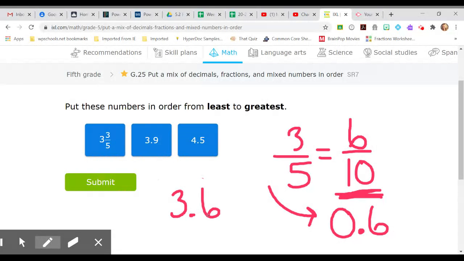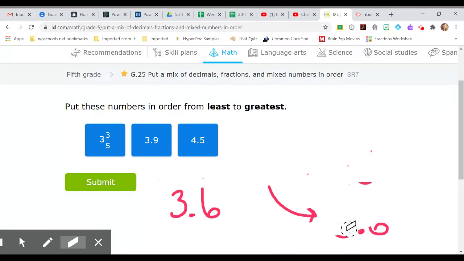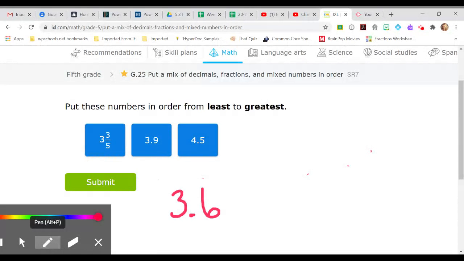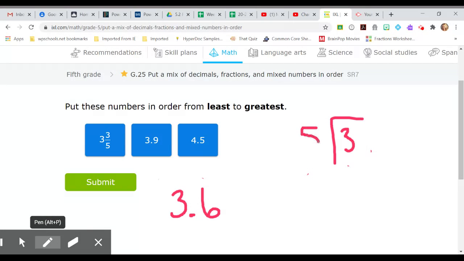The other way that you can change a fraction to a decimal, and this works every single time, is you can take 3 and divide it by 5. Sorry, I'm trying to erase this quickly. I will show you really quickly what 3 divided by 5 is. That's what 3/5 means. This means 3 divided by 5.